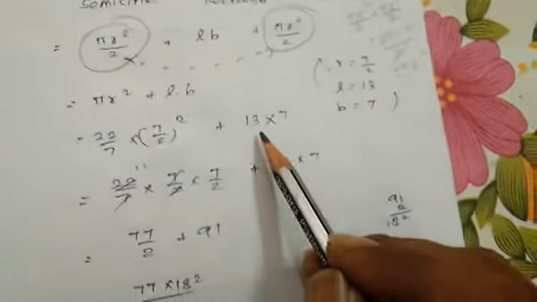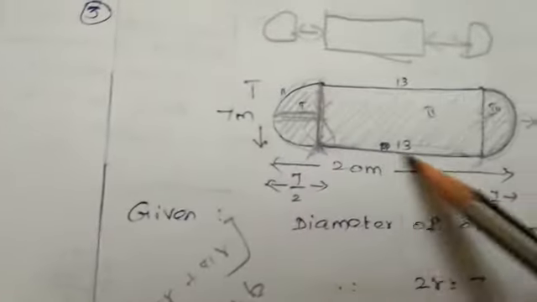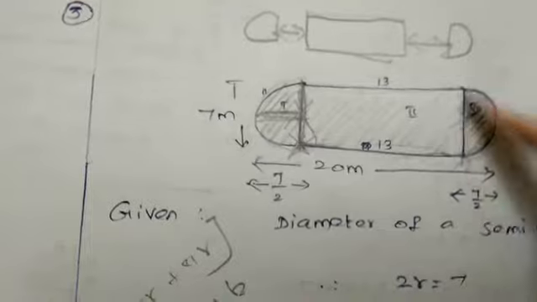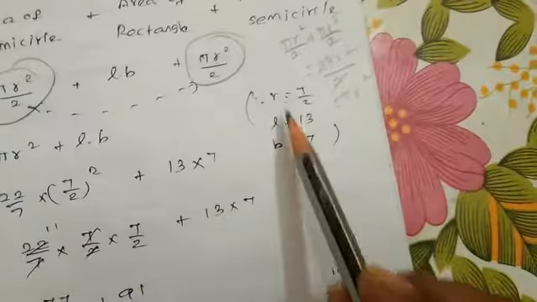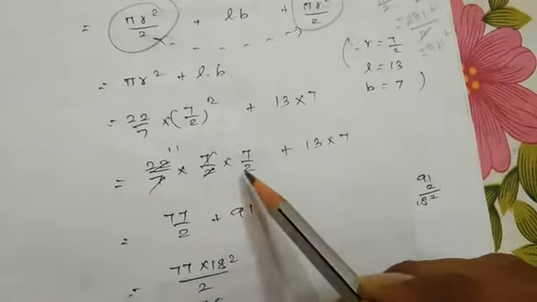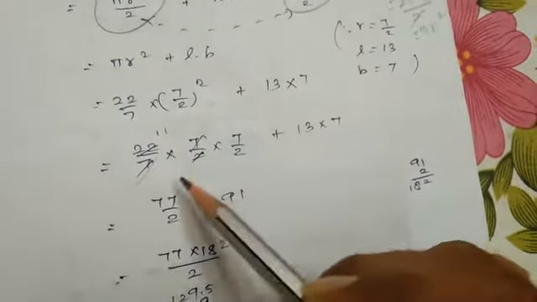plus L, whose value is 13. Length is 13 and breadth value is 7. This is the diameter of the semicircle, that is the breadth 7. So r, L, and B values are given. Substitute. 7/2 whole squared we can write as 7/2 into 7/2. Cancel this 7, cancel this 2.